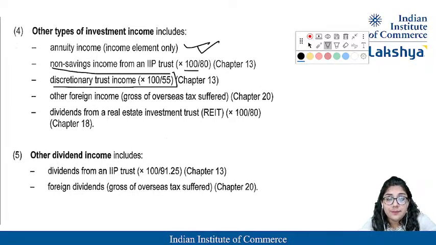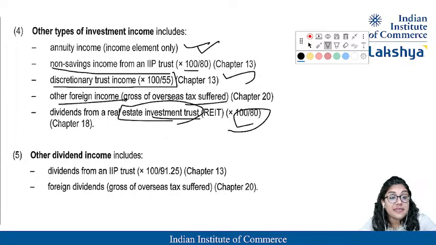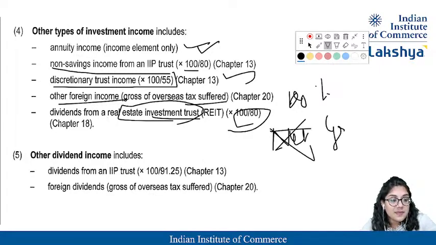Discretionary trust income, please show it as 100. Other foreign sources, show it as 100. Dividend also, show it as 100. REIT investment in some real estate, we have to show 100. Why? Because it is not on a net basis. Net basis is not allowed. Only gross basis is allowed.